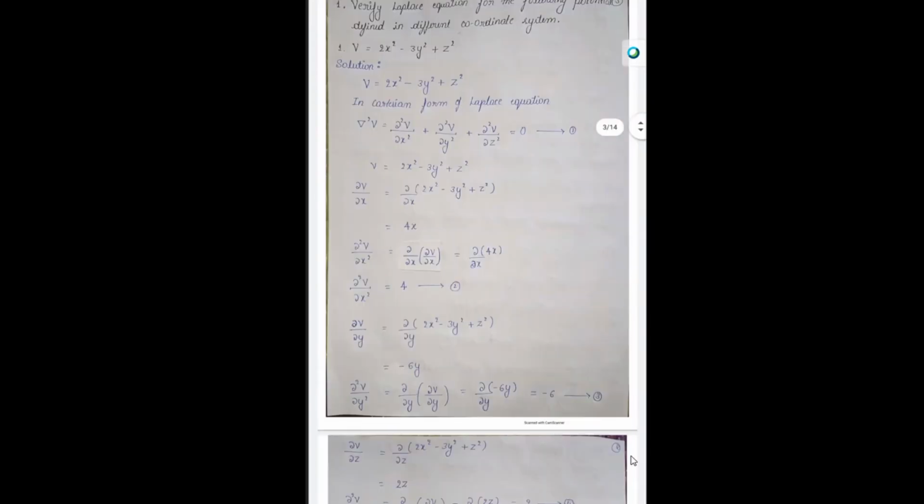We need to substitute all these three values in equation 1. So what happens? Equation 1 becomes 4 minus 6 plus 2. If you add all the terms, it will be equal to 0. So what does this indicate? The given potential satisfies Laplace equation. So we are proving del square V is equal to 0. So this is the first problem in Cartesian. Similarly, you can solve in cylindrical form.